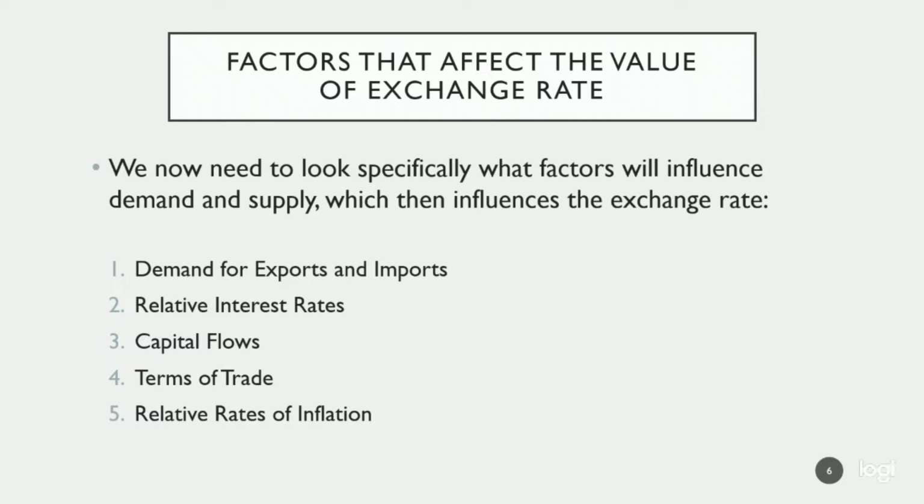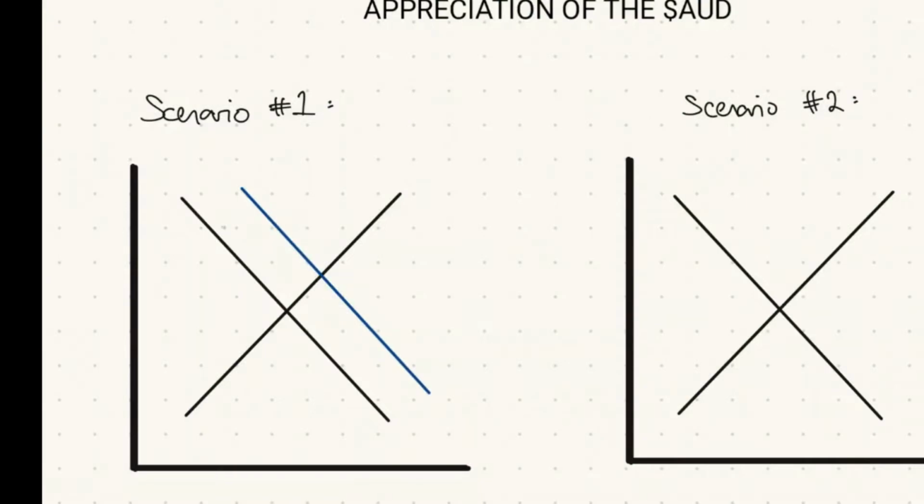Now, the common theme with all of these factors is that it is always going to change the demand and supply for the AUD. And so if the demand for Australian exports is going up, that means that other countries need to purchase our currency more. And that's going to push up demand for the AUD and therefore cause a shift right in the exchange rate, which is going to ultimately cause an appreciation.